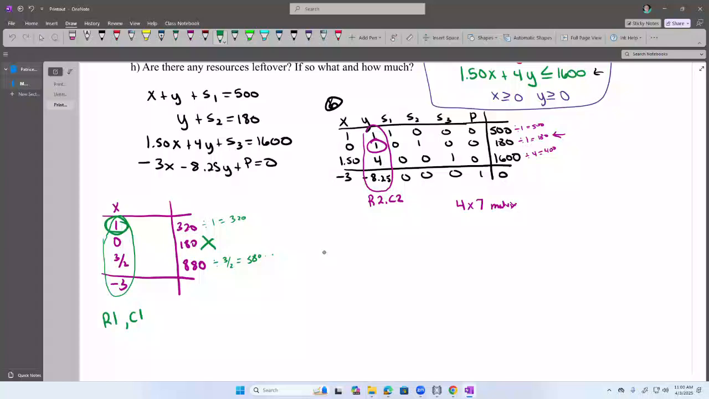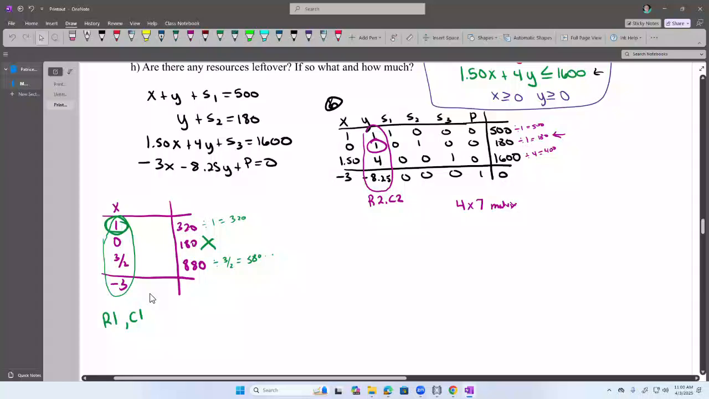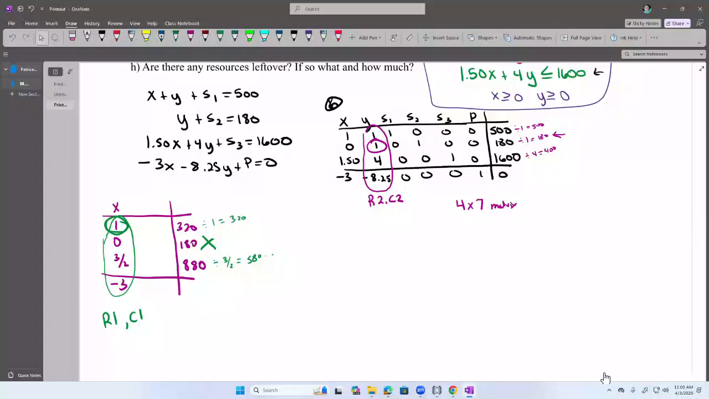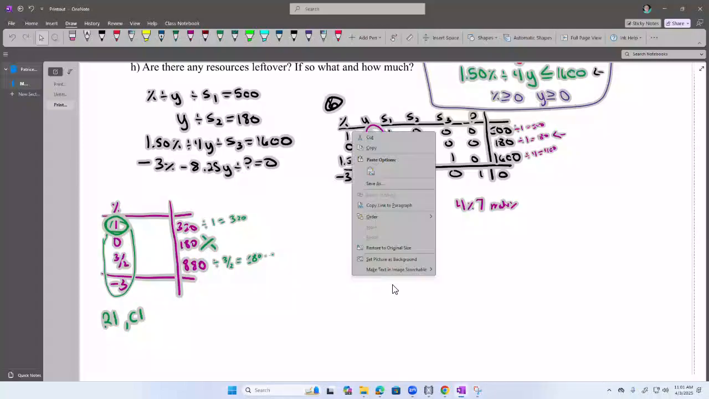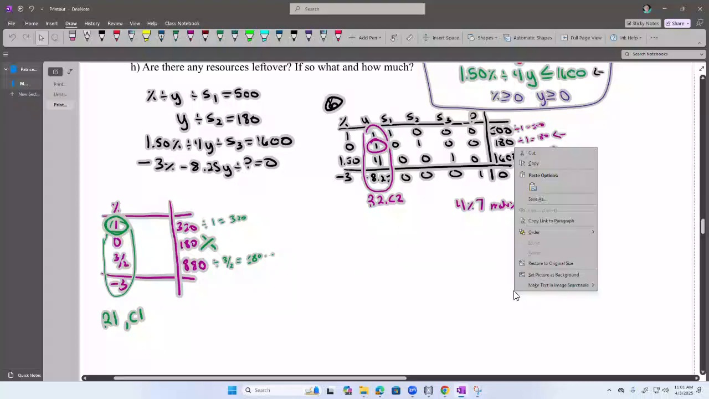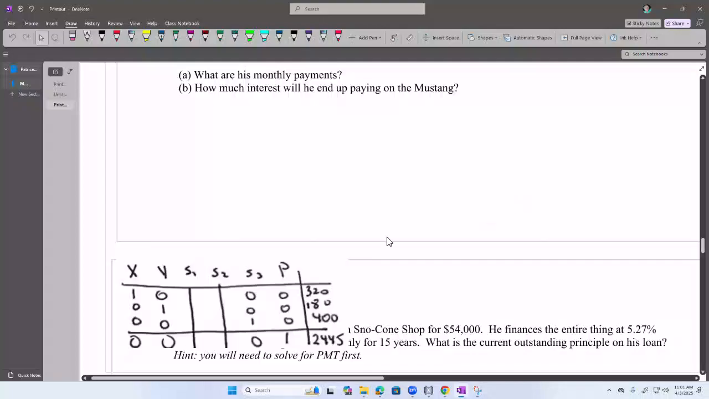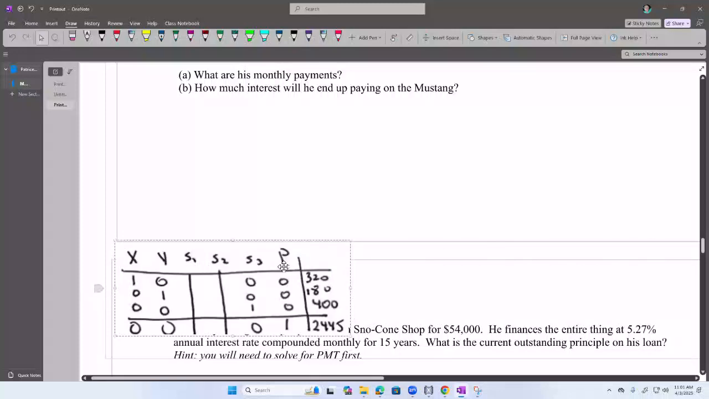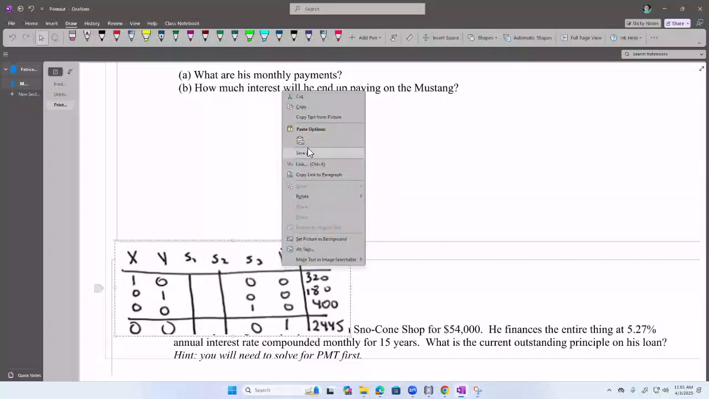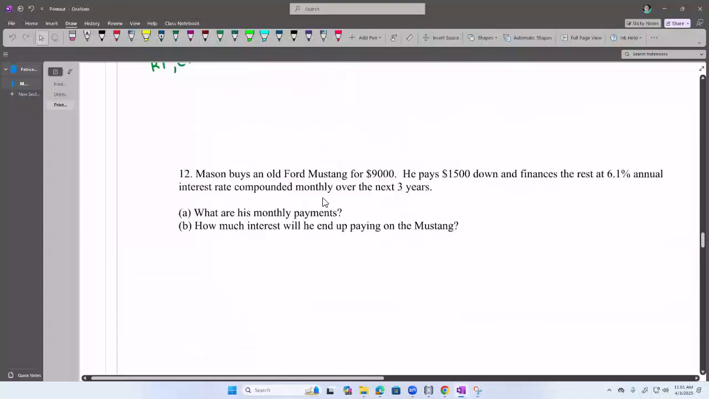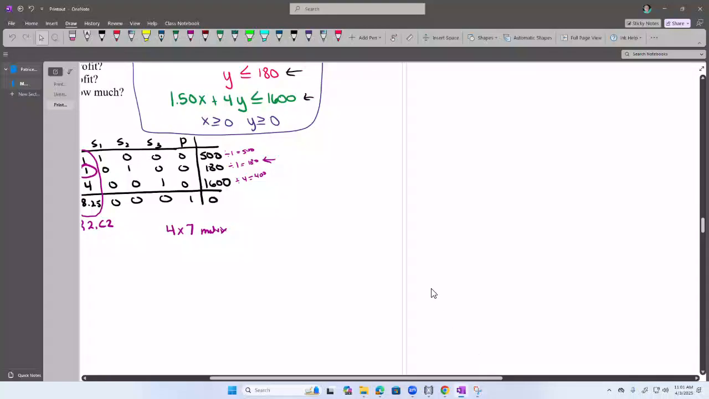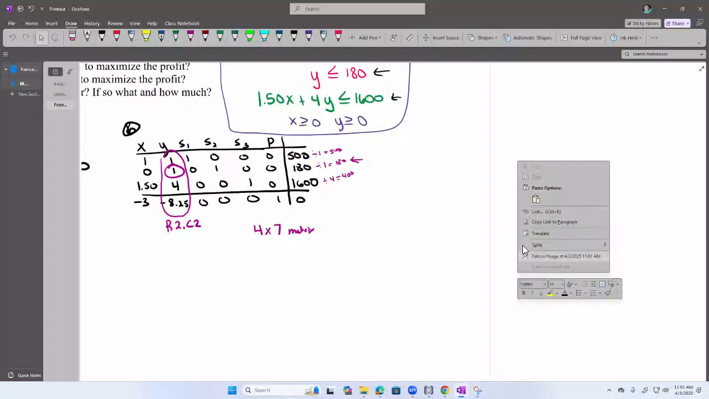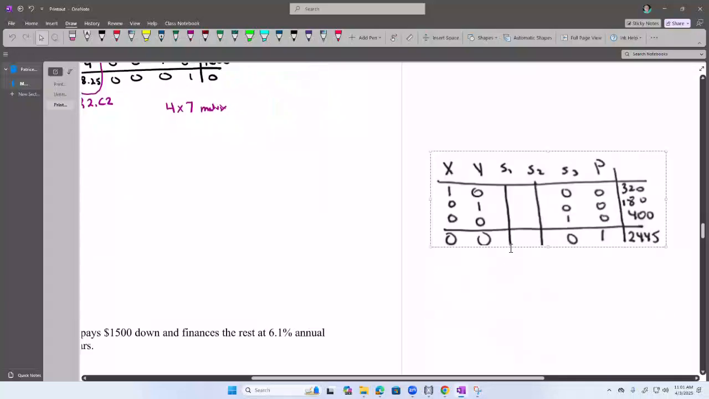Okay, so now we're going to write out our final tableau. Oops. Trying to cheat a little bit here by writing this down, but I'm having a hard time. Cut. I'm gonna do it over here. Paste. Oh yeah, let me do it there.